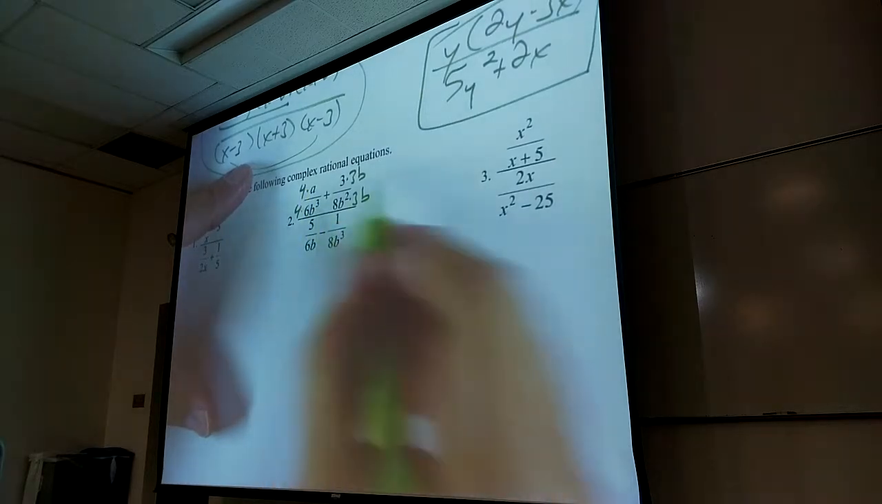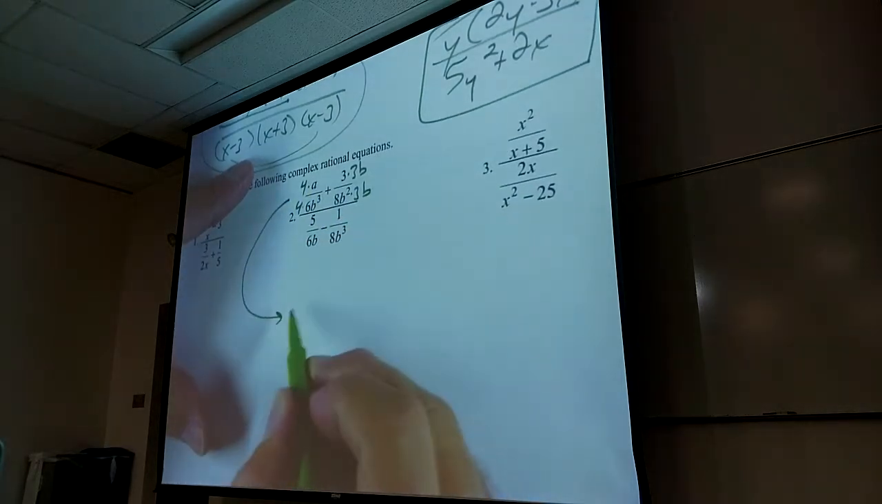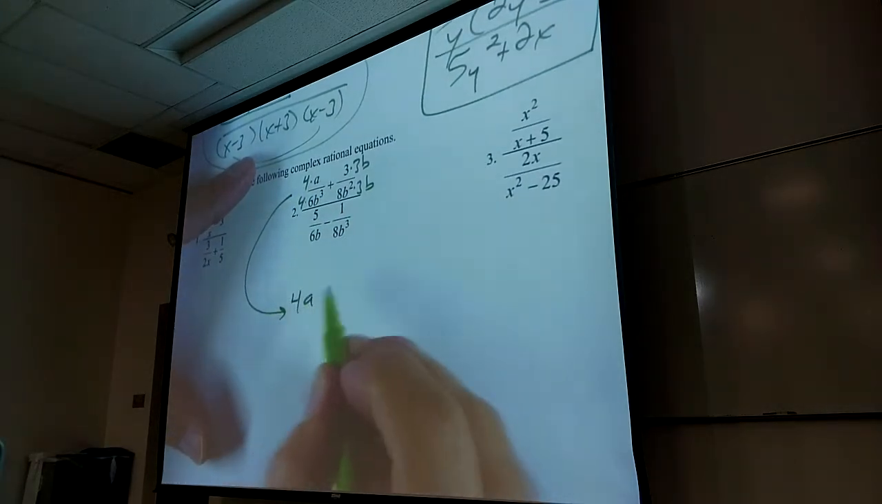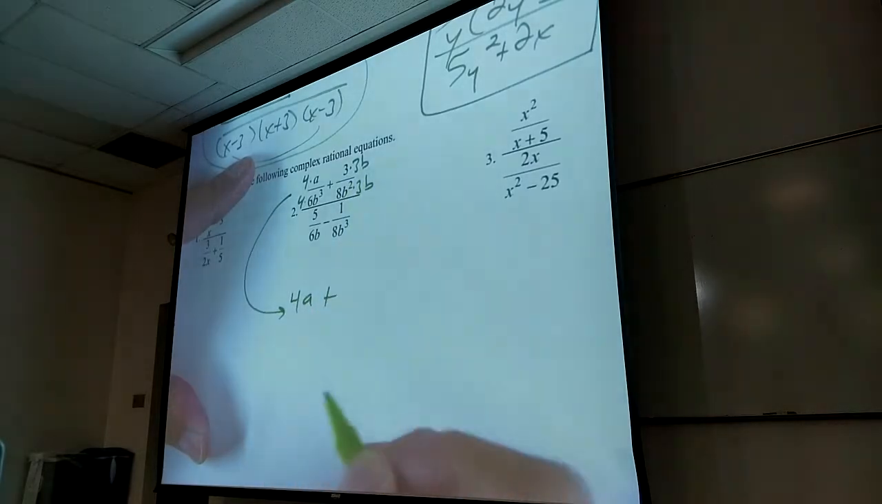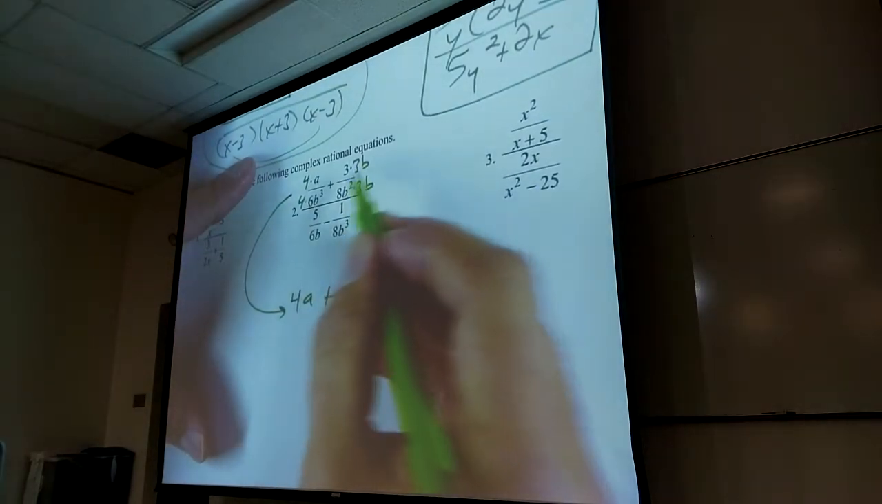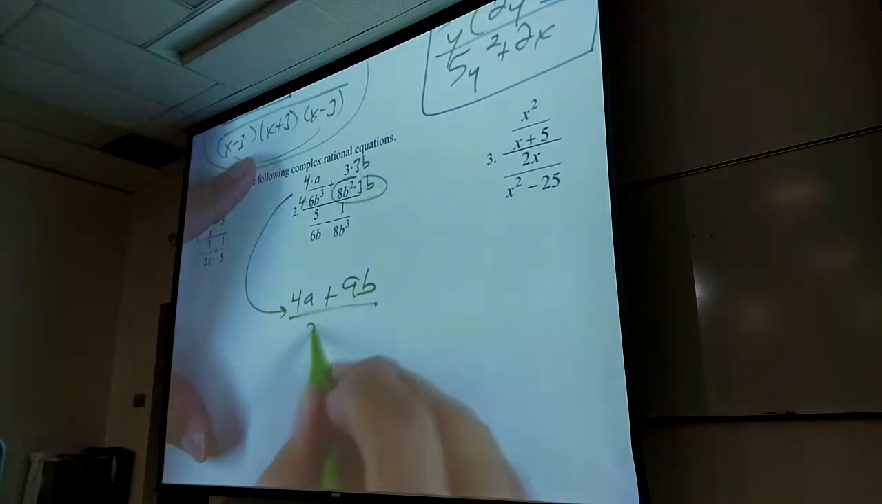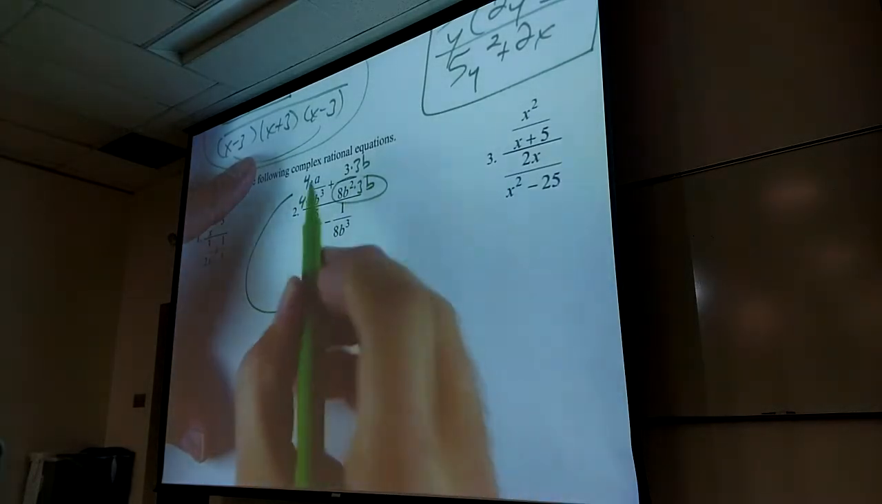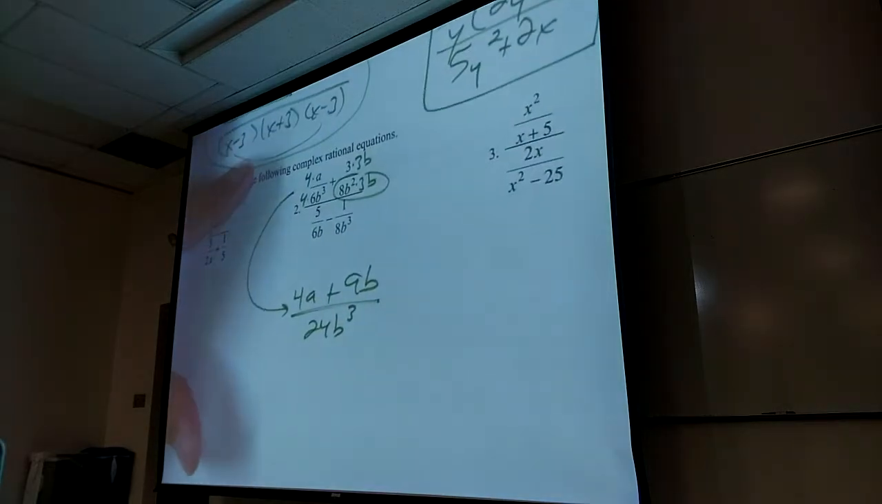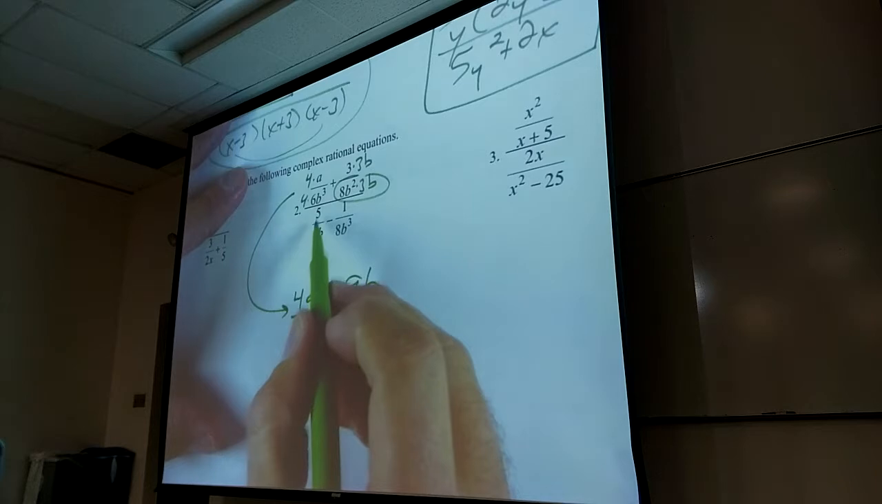So what do I get? Let me just write what I got on the top here so far because there's a lot going on here. I got 4a plus 9b over 24b cubed, and that's still 24b cubed. That tells me it's good. They're both that. What's this on the bottom? What does this first guy need?